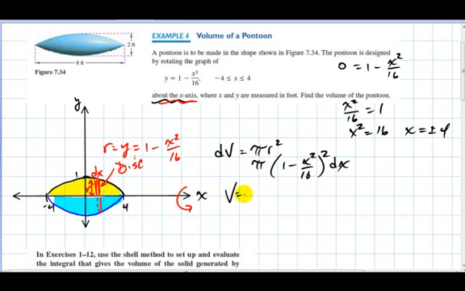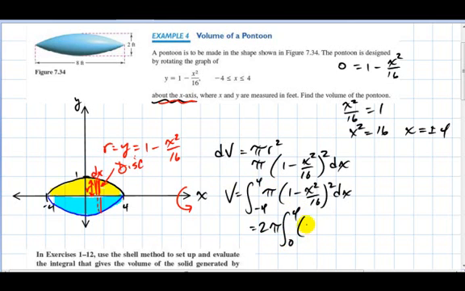So the volume of my solid becomes the integral from negative 4 to 4 of pi times my radius squared times my thickness. I could simplify that a little bit by using symmetry here, because parabolas are symmetrical about their vertex, which is at 0, 1. And I can say this is going to be equivalent to 2 times the integral, pulling out the pi as well, from 0 to 4 of 1 minus x squared divided by 16, squared, dx.